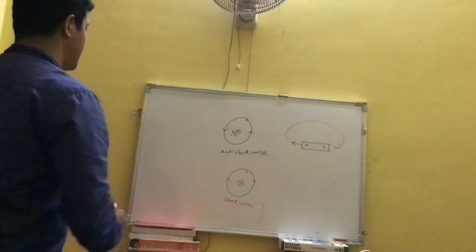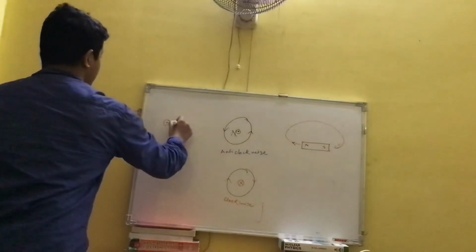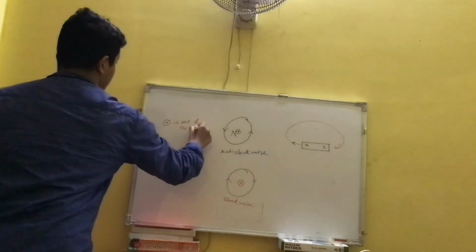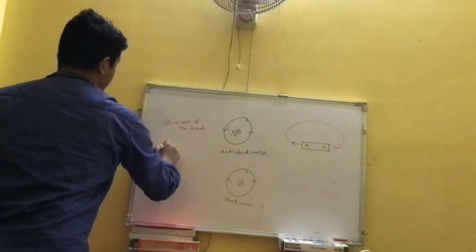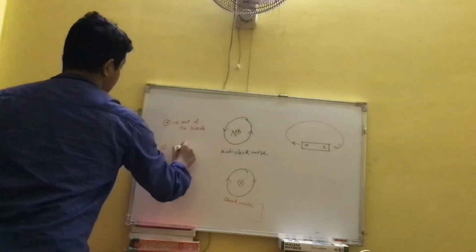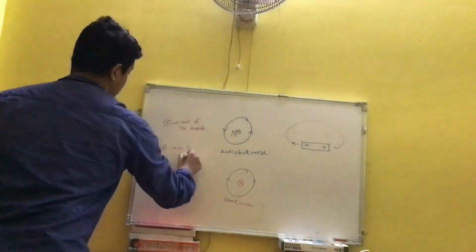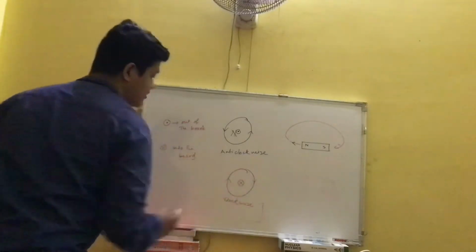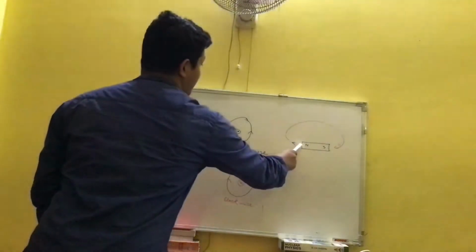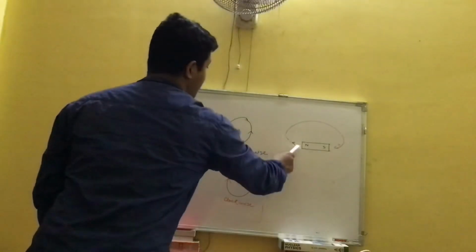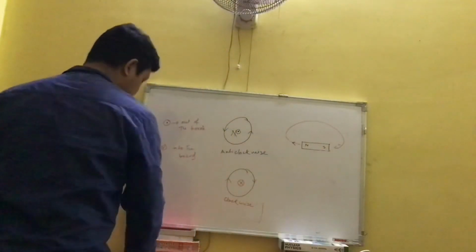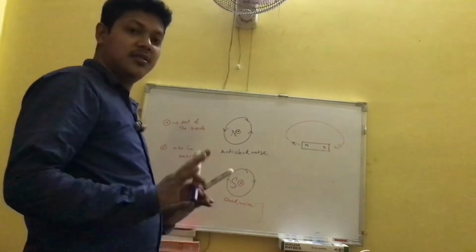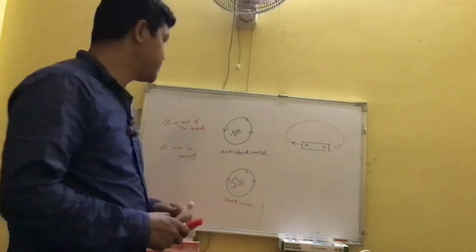let me use a cross. This represents out of the board, and this represents into the board, that means it is going in. Magnetic field lines emerge from north and merge at south, so this face of the loop will behave like a south pole. Is that clear? Hope it is clear to you.